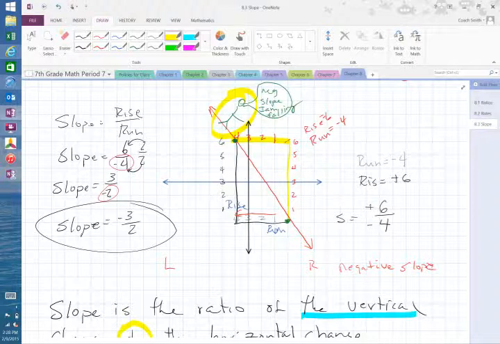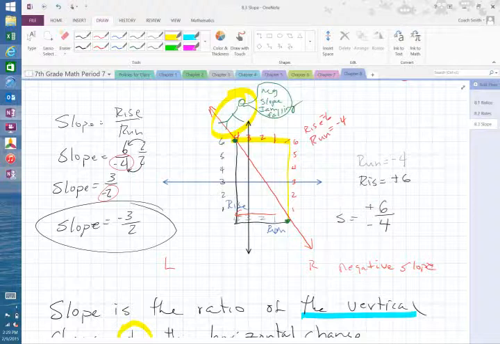Okay, all right, let's look at some of the actual problems that you're going to see in the homework. Let's look at number 2. Number 2, they've done all the work for you. You just have to tell them the slope. Well, they've already given you the rise and the run. So what is the slope for number 2?